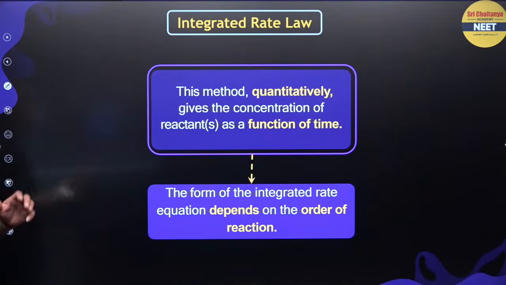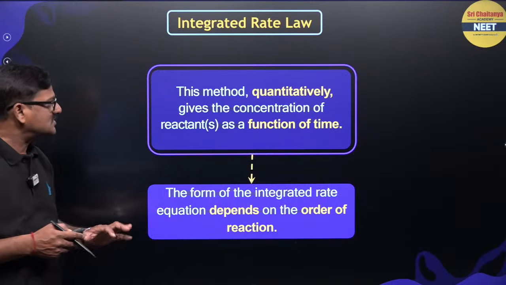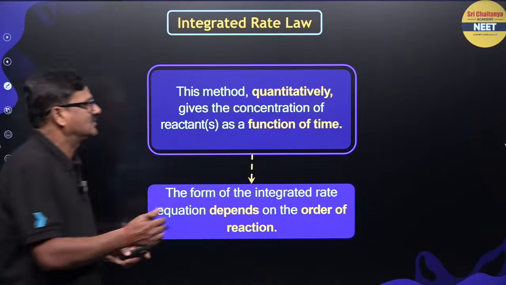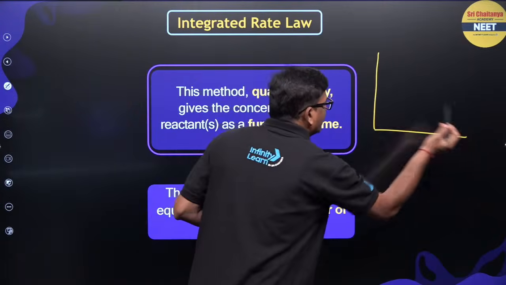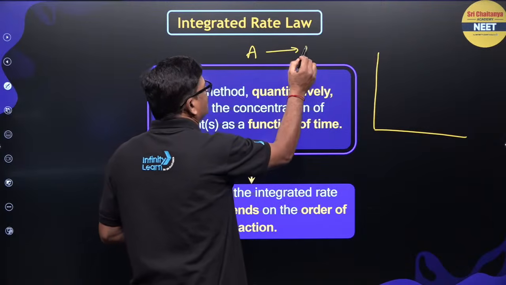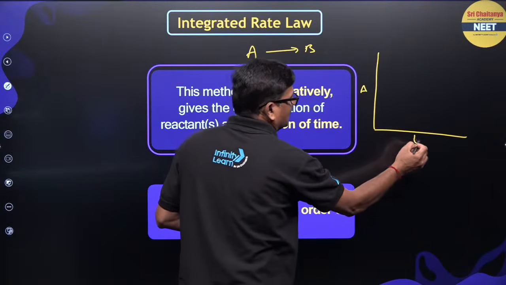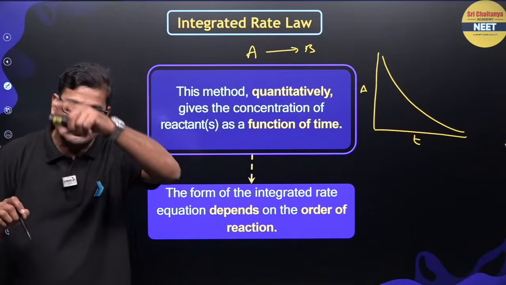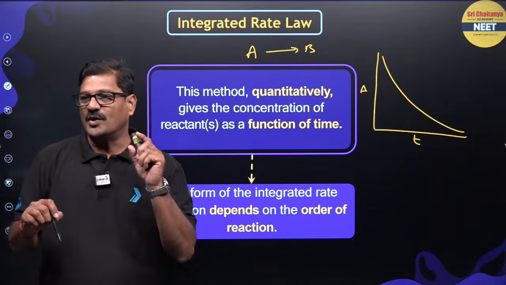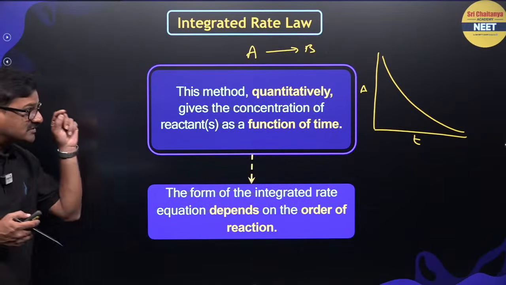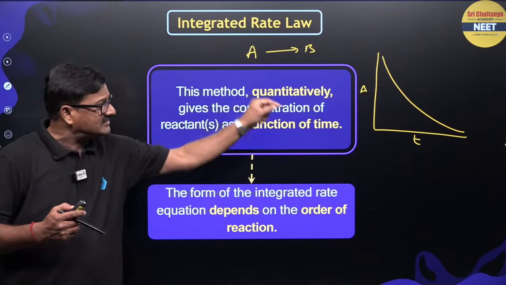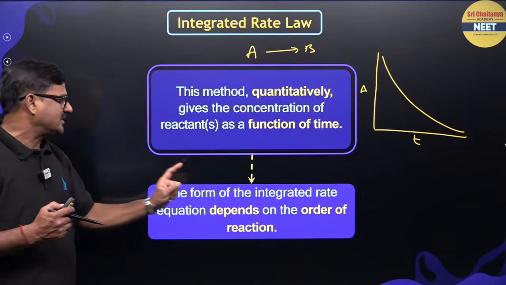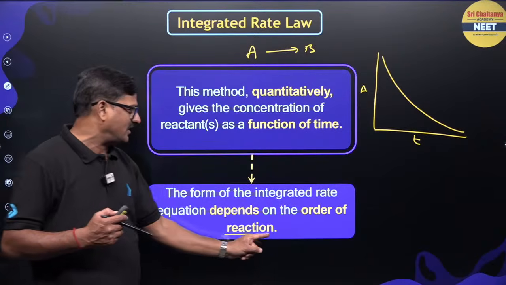Moving ahead, integrated rate law. This method quantitatively gives the concentration of reactant as a function of time. Why? Because if you take A gives rise to B, the change in the concentration of A with respect to time is not constant, it is variable. So we have to take it as a function of time, and we have to integrate the rate at all times and take all the differential things and integrate it. The form of the integrated rate equation depends on the order of a reaction.